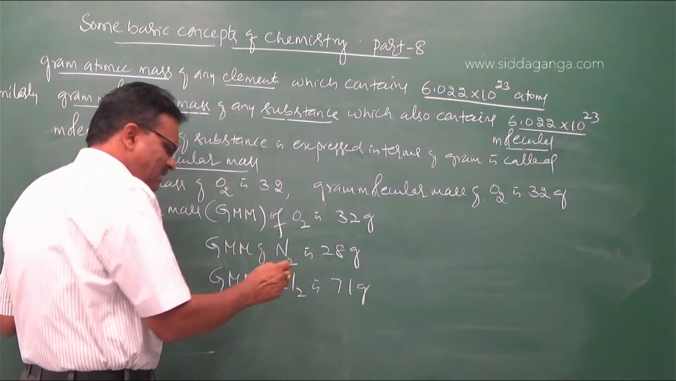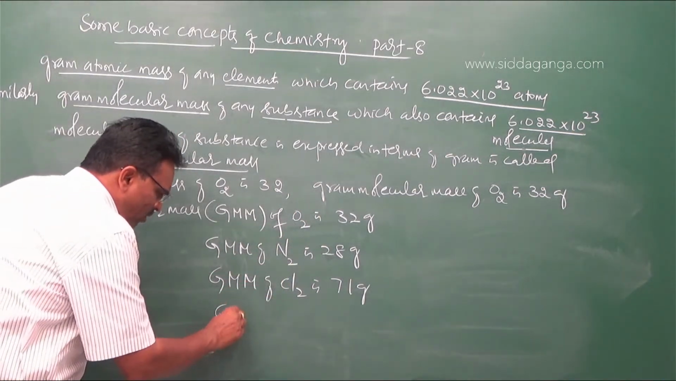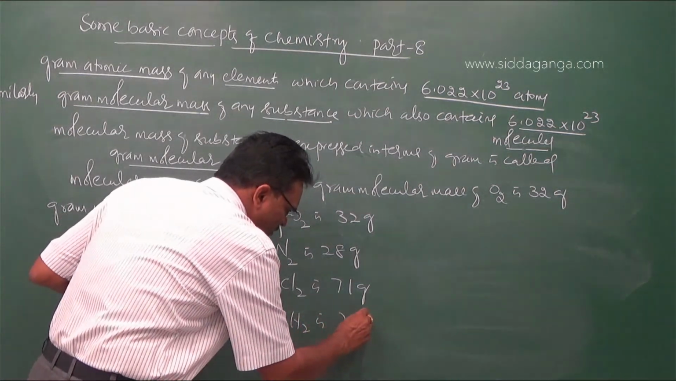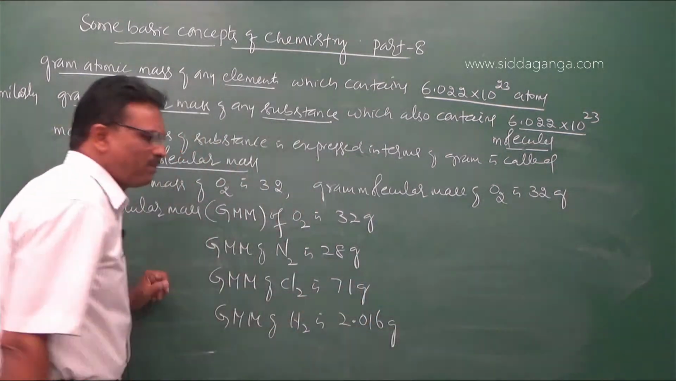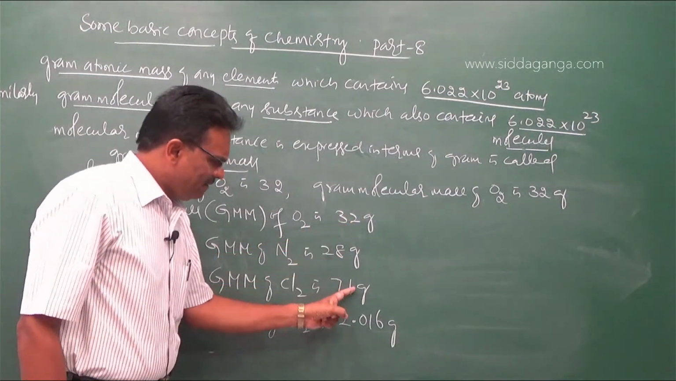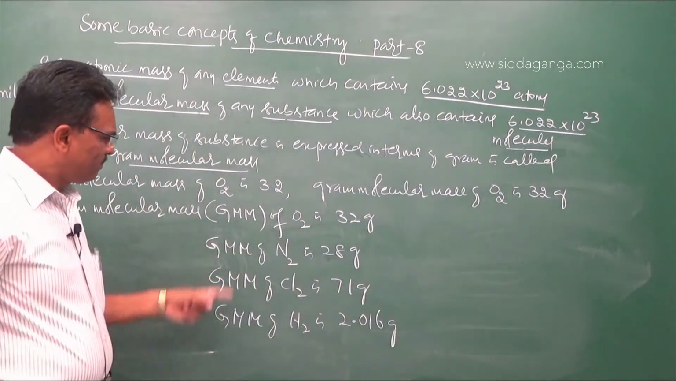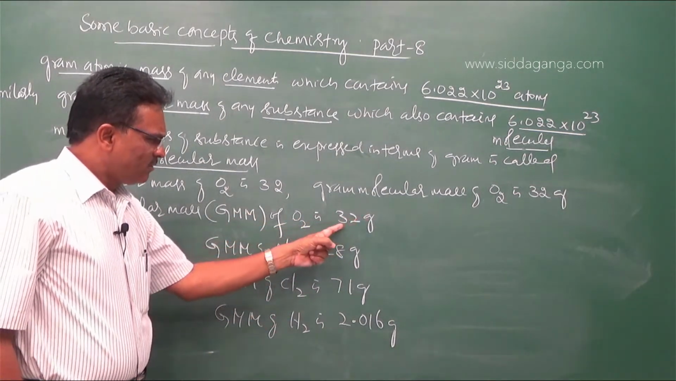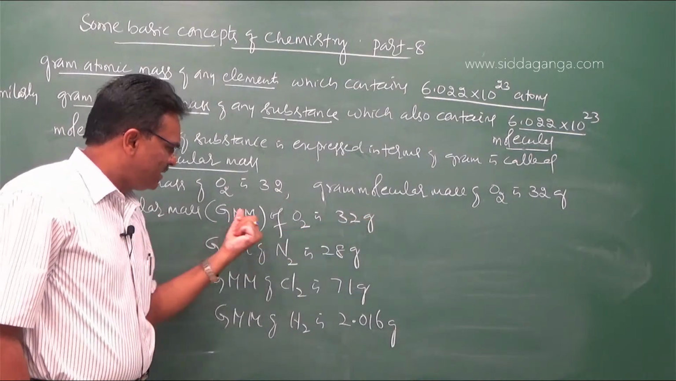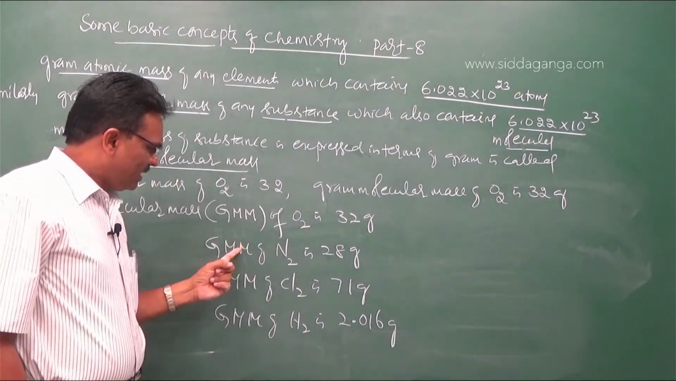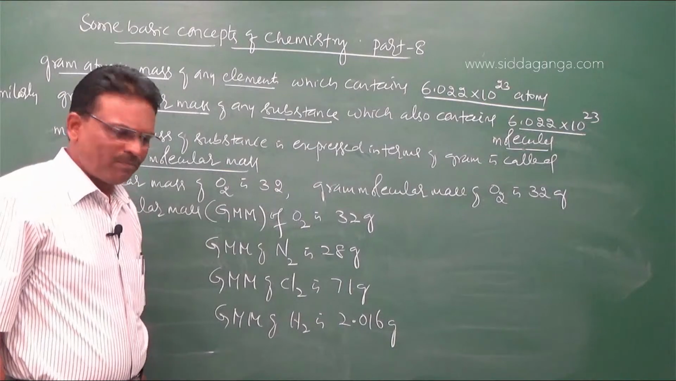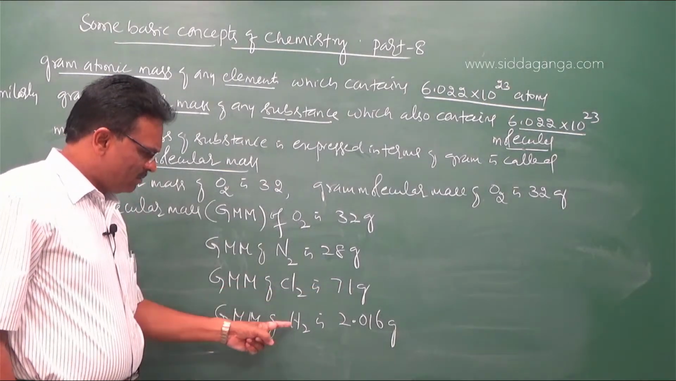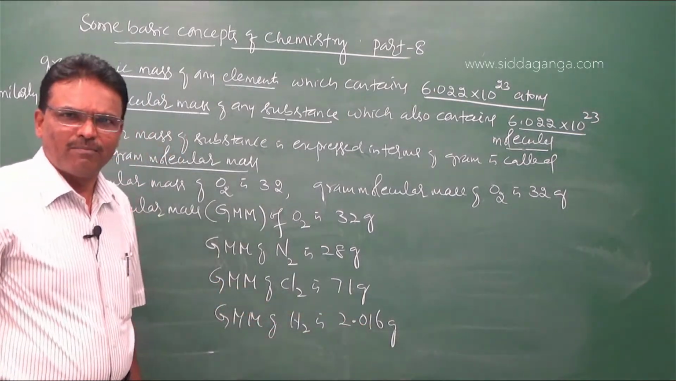These are all the molecules. Gram molecular mass of H2 is 2.016 gram. These are all the gram molecular masses. So if molecular mass is expressed in terms of gram, it is gram molecular mass. Gram molecular mass of N2 is 28 gram. Gram molecular mass of Cl2 is 71 gram. Gram molecular mass of H2 is 2.016 gram.